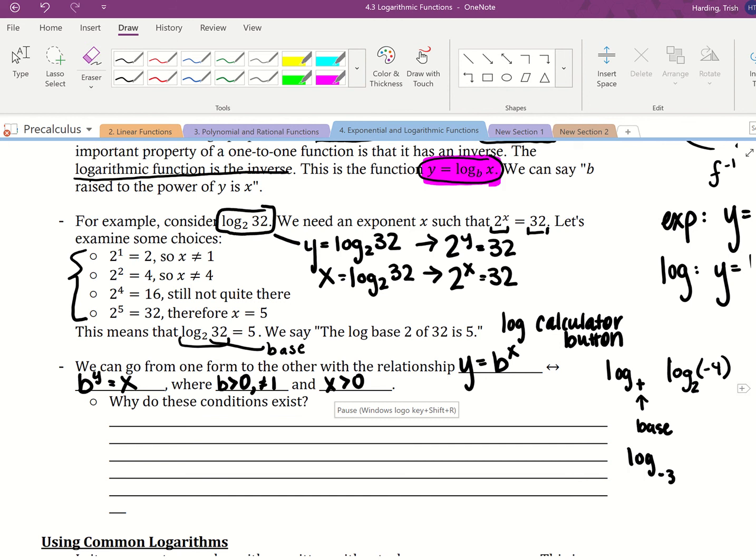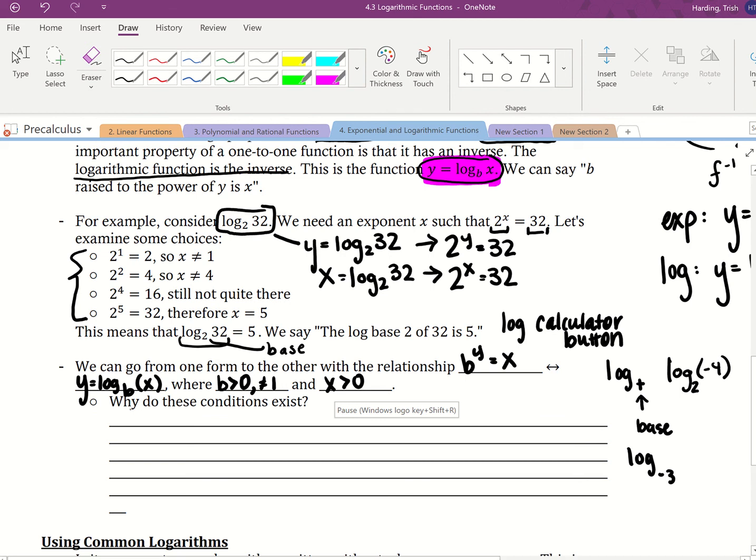Actually, wow, I kind of just rewrote the same thing, didn't I? I didn't even notice that. This is one of the bad things about not being in class, is you guys can't point out my mistakes. So if we had b to the y equals x, we would have y equals log base b of x. There we go. So the bases have to be greater than 0, the bases cannot equal 1, and our x value has to be greater than 0.